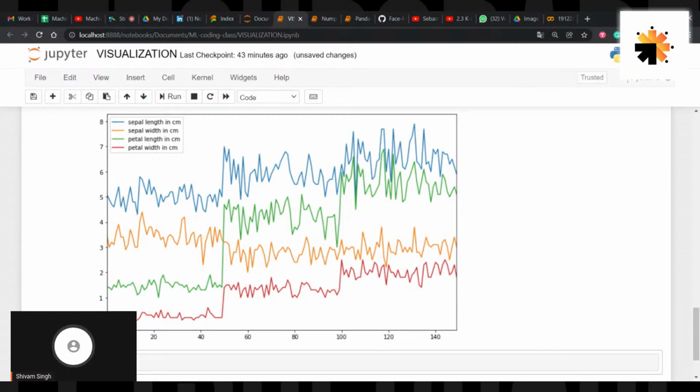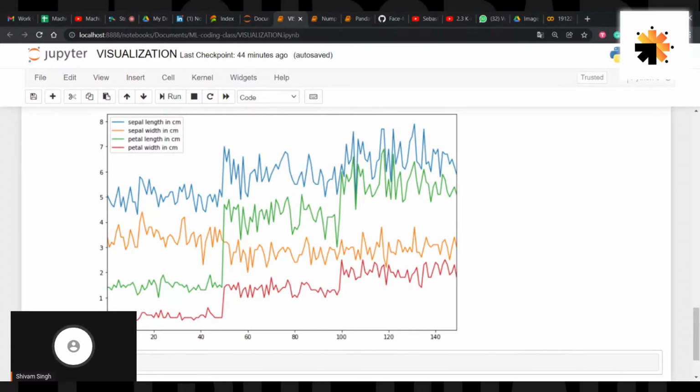So now just try to analyze what kind of information this particular chart is going to give you. If you try to visualize it, I can see the variation in my data set or in my features. I can try to analyze which feature is having more variance. Variance means fluctuation. So which of these features has the maximum fluctuation?